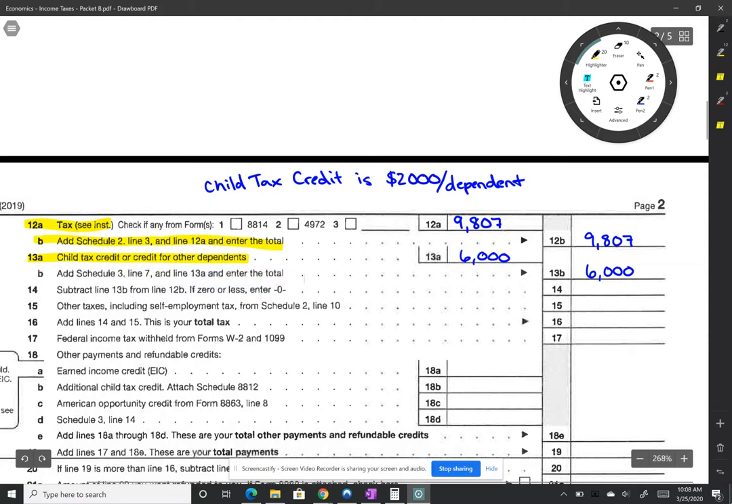And then we're left with number 14. Subtract line 13B from line 12B. If 0 or less, enter 0. Okay, so it is not 0, right? So we're going to put 3,807. Okay, any other taxes? No, that's going to be a 0. Okay, and then line 16.